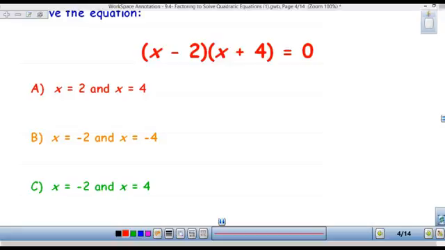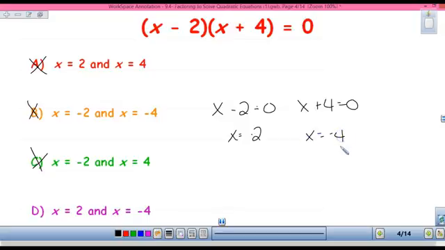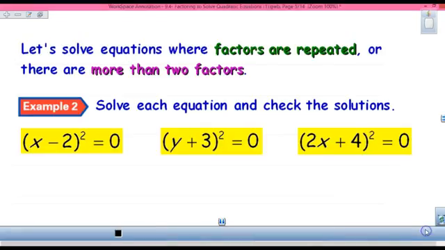Anybody get A? Nobody? Anybody get B? No. Anybody get C? So you're trying to tell me that the answer is D? Remember on your assignment, I need to see the x minus 2 equals 0 and the x plus 4 equals 0. So x equals 2, x equals negative 4. I'm going to have to start showing my work. Yes. And that's where we kind of get into this.